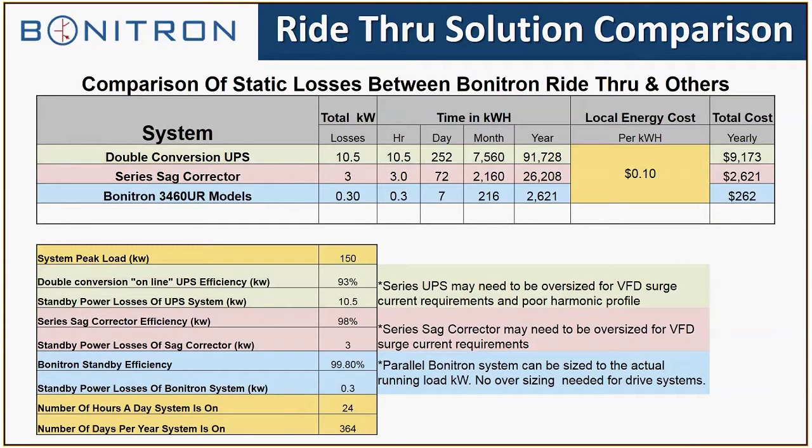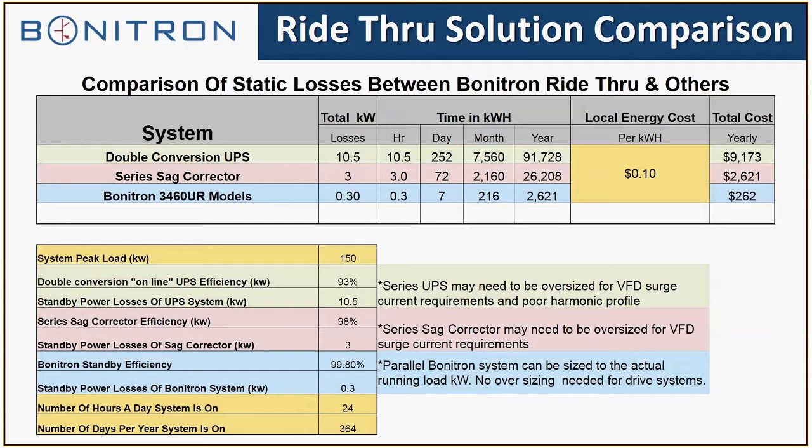Then if you look at some of the efficiencies, or how well it uses the power that is being applied to it, you see a double conversion online UPS is 93%, and the name says it all, double conversion, AC to DC, DC back to AC. There's going to be some losses. And then you look at the series sag corrector, which is a little bit better, but once again, series solution is going to have some losses, 98%. And because we put solid DC into the bus, we're at 99% efficiency.